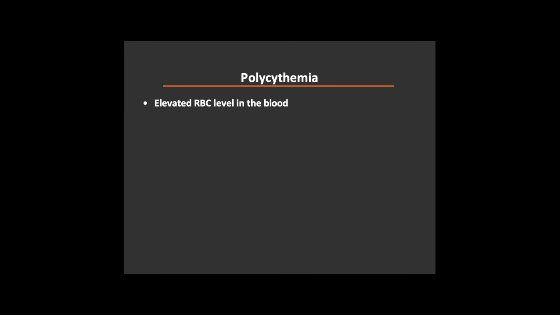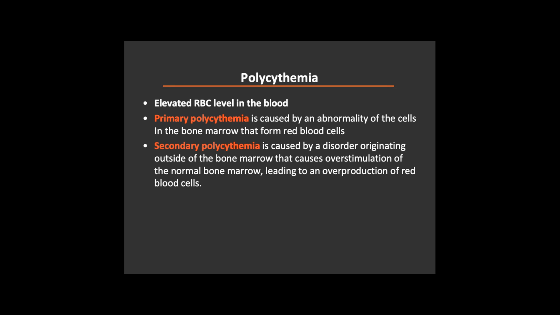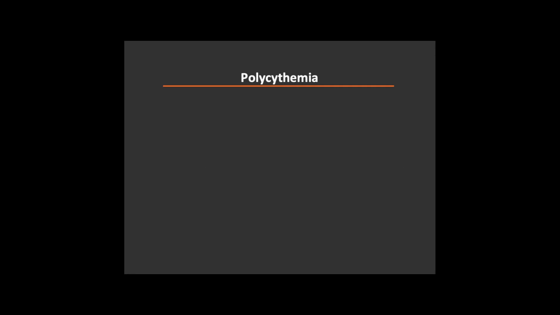Polycythemia is an elevated red blood cell level in our blood. And we have primary and secondary polycythemia. Primary polycythemia is caused by an abnormality of the cells in the bone marrow that form red blood cells. So these cells, for whatever reason, are producing too many red blood cells. Secondary polycythemia is caused by a disorder that originates outside of the bone marrow, and that causes overstimulation of our normal bone marrow, and now we produce too many red blood cells.